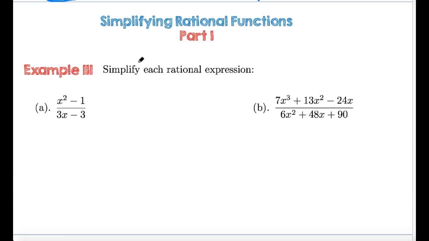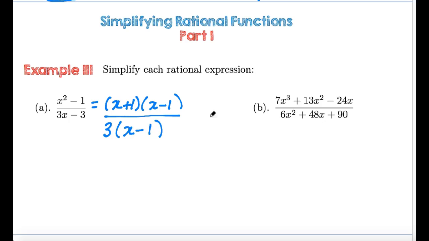Okay, again, simplify each rational expression. Let's look here. The numerator is a difference of two squares, so that becomes x plus 1 times x minus 1. All divided by, let's factor out the 3. Look, 3x minus 3, take out the 3, and we're left with 3 over x minus 1.